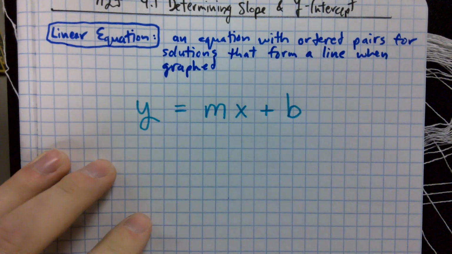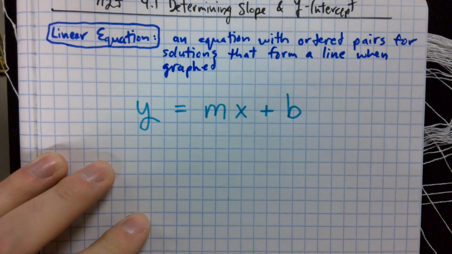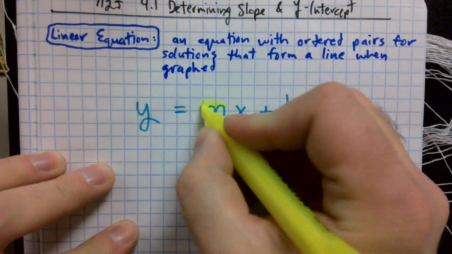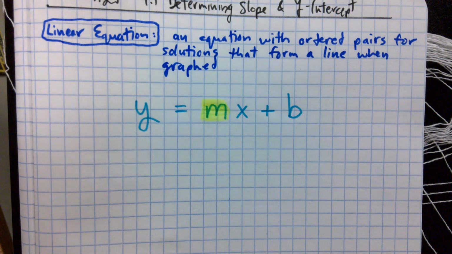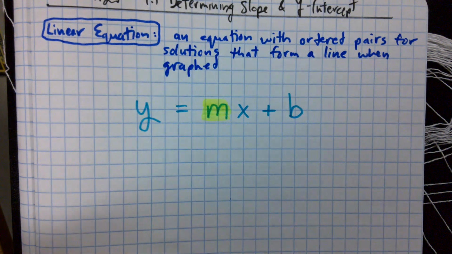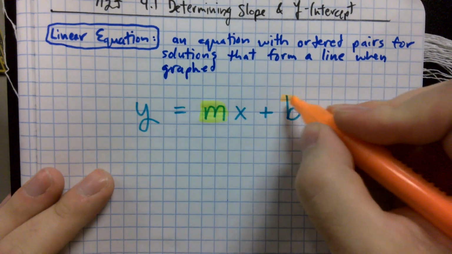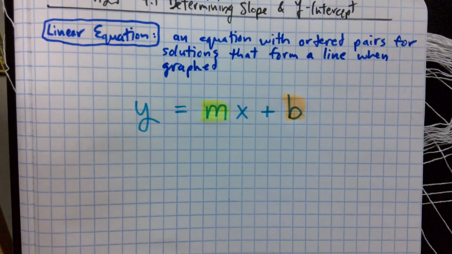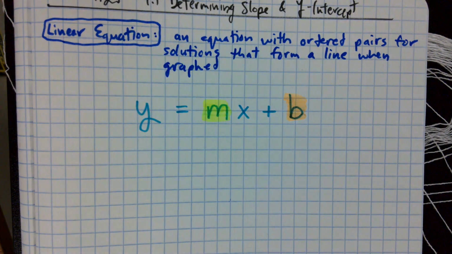And in this equation, we're going to go ahead and take one color of our highlighters, and we're going to highlight the M. And we're going to take our other color highlighter, and we're going to highlight the B. Doesn't matter which color's which as long as we keep it consistent throughout the lesson.